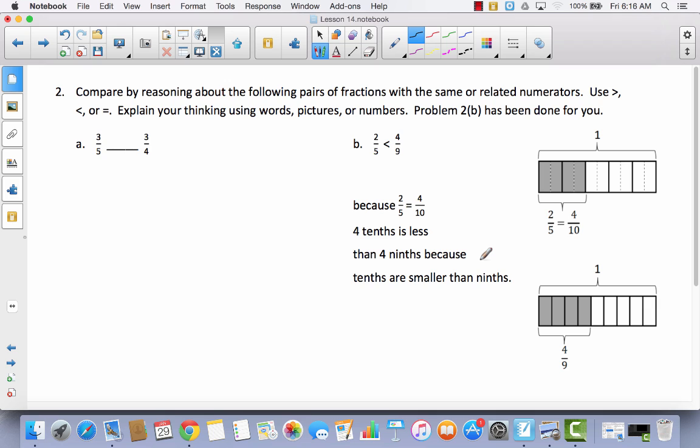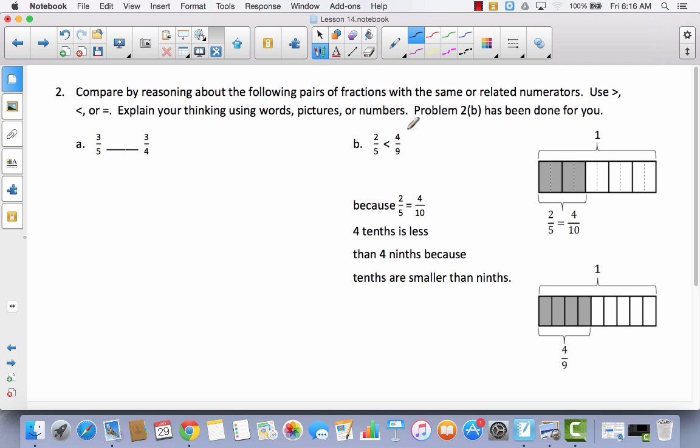All right, so let's talk about this a little bit differently. It says compare by reasoning about the following pairs of fractions with the same or related numerators. Use greater than, less than, or equal to. Explain your thinking using words, pictures, or numbers. Problem 2B has been done for you. So they were proving that 2/5 is less than 4/9. And we're going to talk about what they did here.